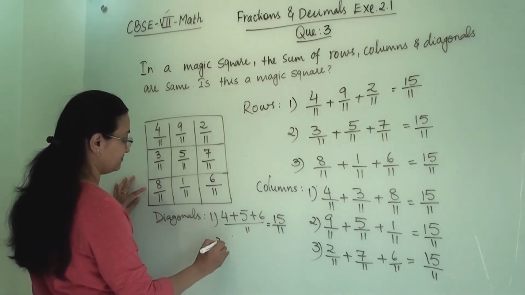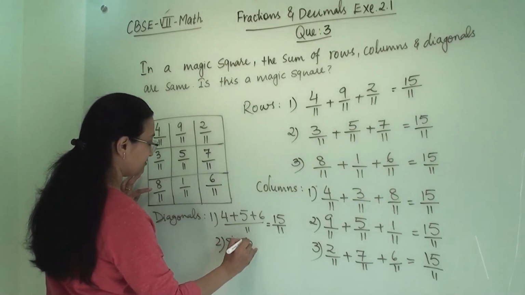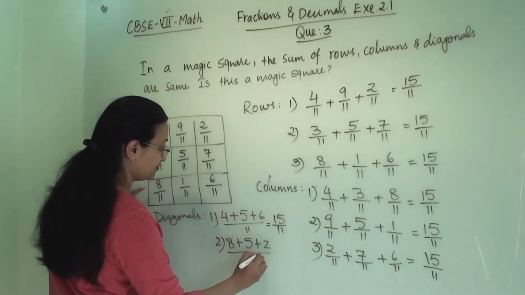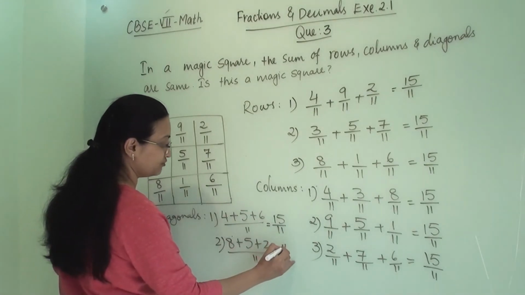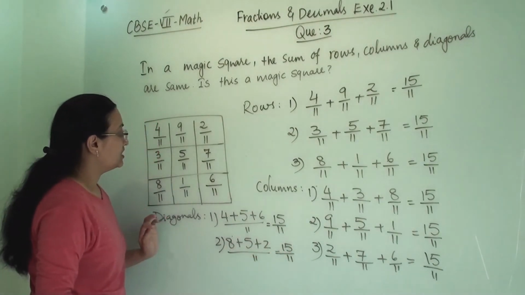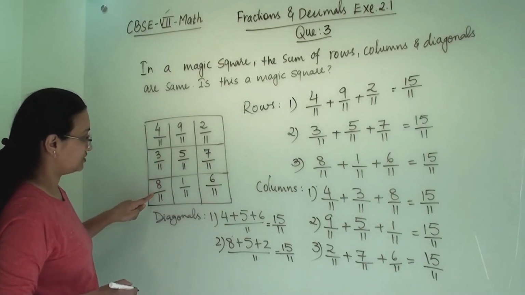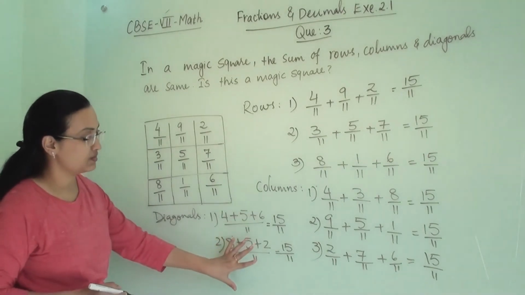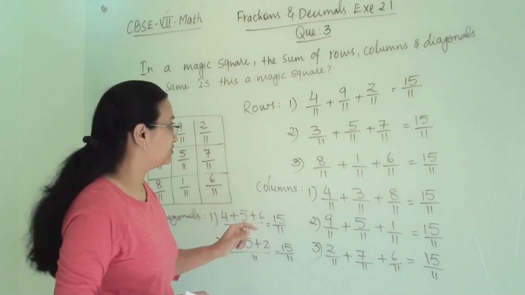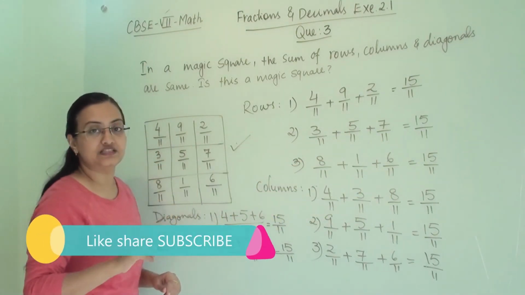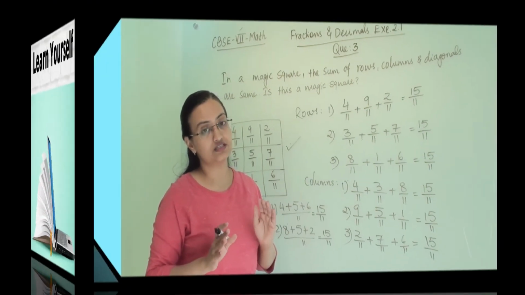Then the second, 8 plus 5 plus 2 by 11. So here we will get 8 plus 5, 13, plus 2, 15 by 11. Now we took this diagonal and this diagonal. So two diagonals have the same sum, and all the columns and all the rows' answers are also the same. So this square is a magic square because all the rows, all the columns and both diagonals have the same sum.